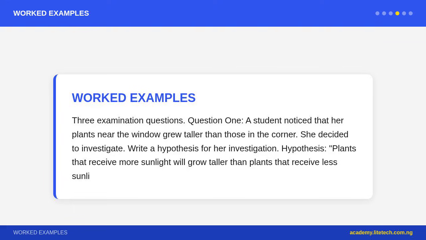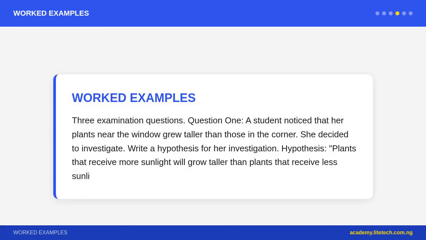Three examination questions. Question 1. A student noticed that her plants near the window grew taller than those in the corner. She decided to investigate. Write a hypothesis for her investigation. Hypothesis: plants that receive more sunlight will grow taller than plants that receive less sunlight. Reasonable hypotheses vary. A hypothesis is a testable prediction.